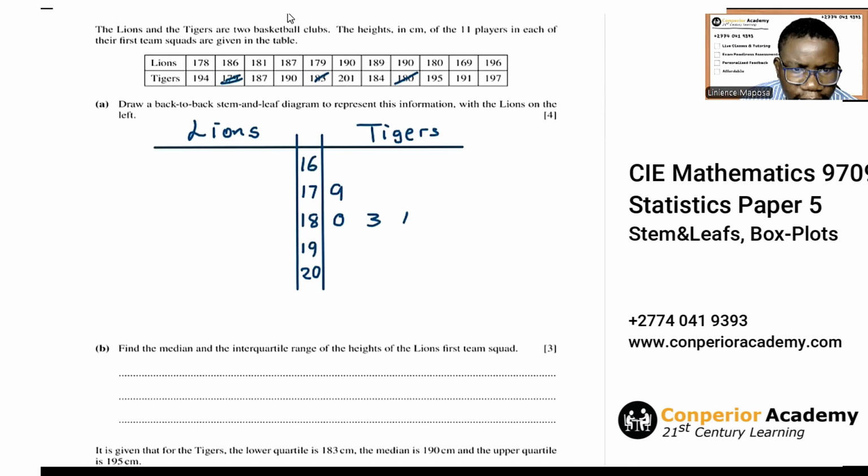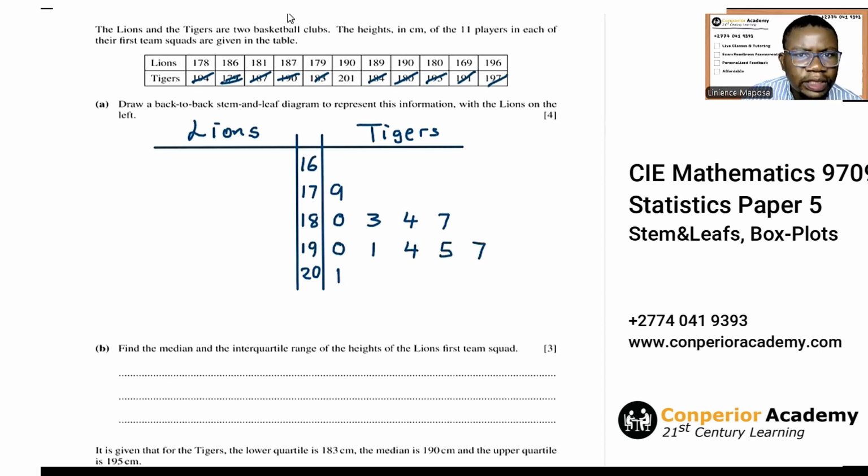Then after that, we have 184, which is this one. And then I have 187. So I'm still on the 18 stem. After 187, you have 190. So then I have 190. Then you go to 191, 194, 195. Then we have 197. And then finally, I have 201.